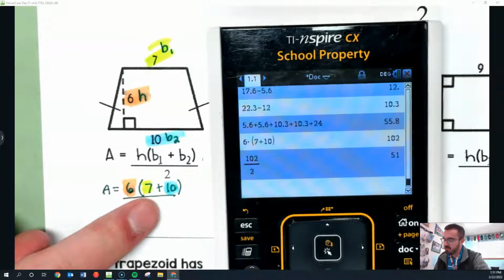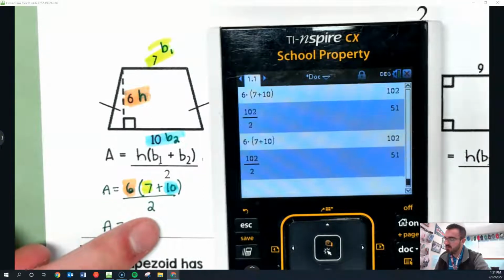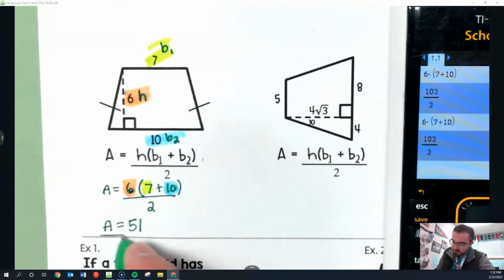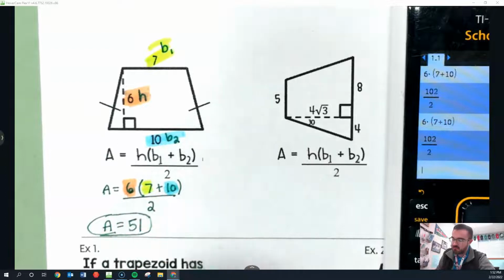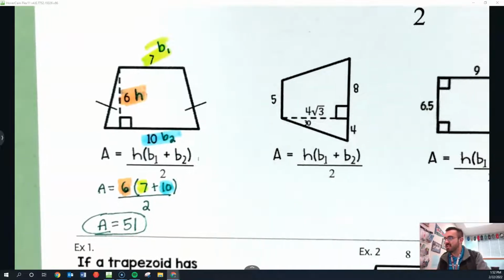Let me do that again. 6 and then in parentheses 7 plus 10. Remember, you're not multiplying those together. You're writing it exactly the way you see it. And then you need to divide that by 2. So whatever number I just got, I'm going to divide it by 2. And I should get 51 there. So the area of that trapezoid is 51 units squared, or we don't have units, but it would be something like that. And guys, that's about as crazy as it's going to get. There's going to be a little bit of variation every now and then, but that's basically the idea.